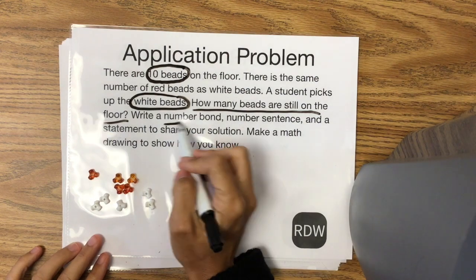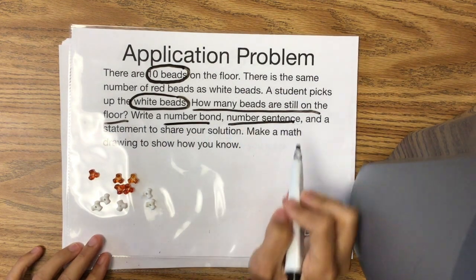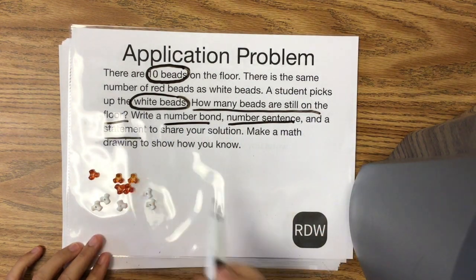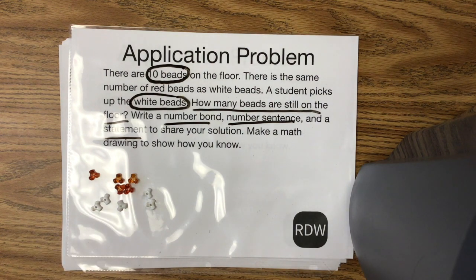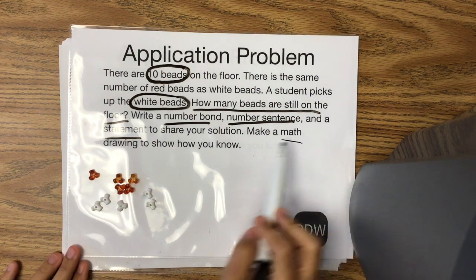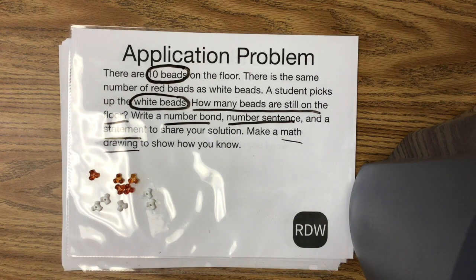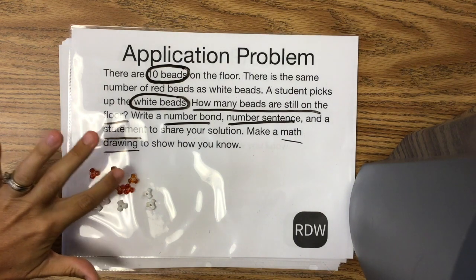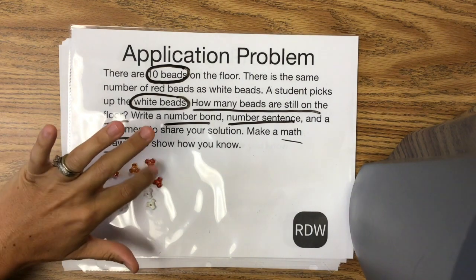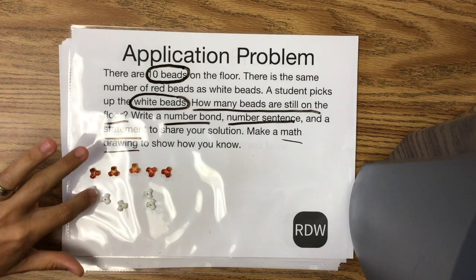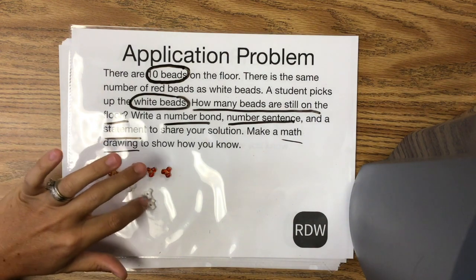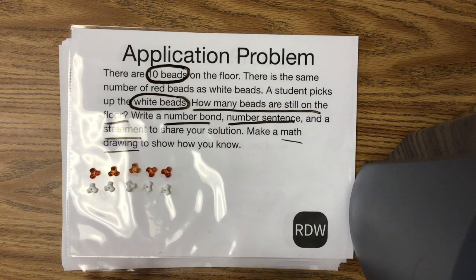We want to write a number bond, a number sentence, and a statement. And then we want to make a math drawing to show how we know. So there's a lot of parts to this problem. So let's count our beads down here on the floor. We have 1, 2, 3, 4, 5, 6, 7, 8, 9, 10. So we're starting with our 10 beads.